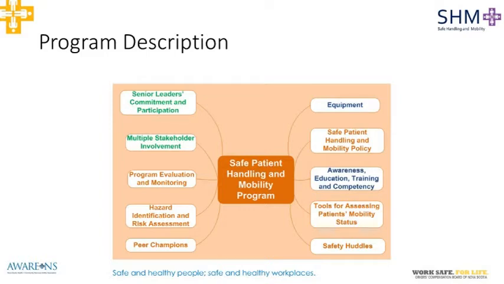So first of all, the Safe Handling Mobility program is very intensive and it covers a lot of elements. It talks about senior leadership and commitment, and multiple stakeholder involvement, from families to employees to the management team, the organization. The program needs to be evaluated and monitored. Hazard identification and risk assessment is very important. Equipment, the policy itself that you have. Then we have the training and awareness, and then all the other assessment tools, safety huddles, all of those things are very important.